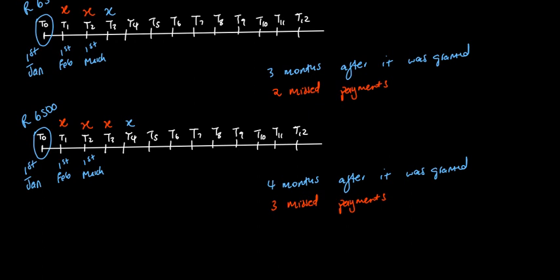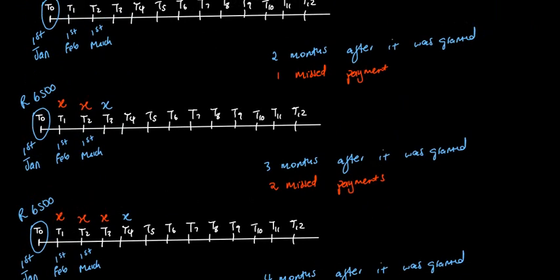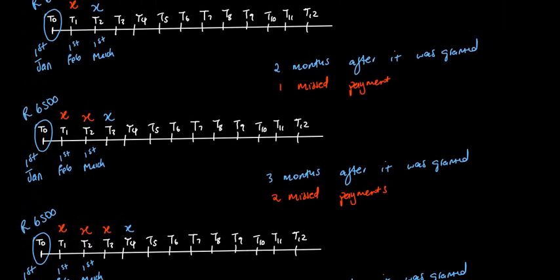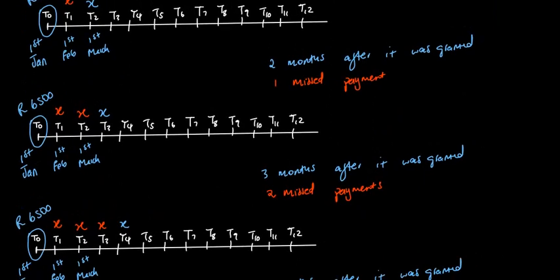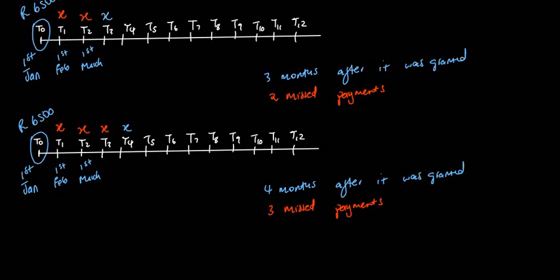So I think you can see the trend from these 3 examples: if you started to pay 2 months after the loan was granted, you have missed 1 payment. If you started to pay 3 months after the loan was granted, you have missed 2 payments. You are just saying 3 minus 1, 2 minus 1, 4 months minus 1. It gives you the number of payments that you have missed.